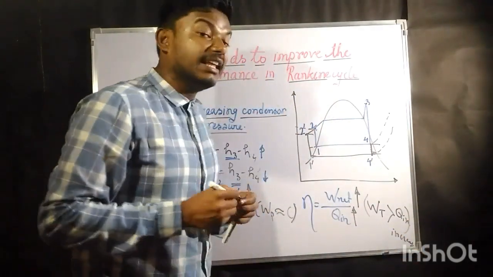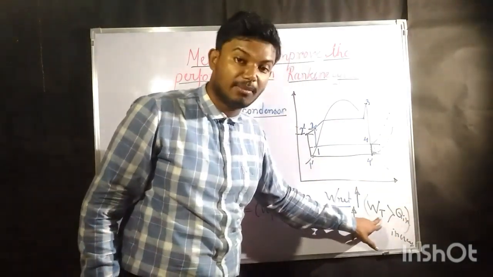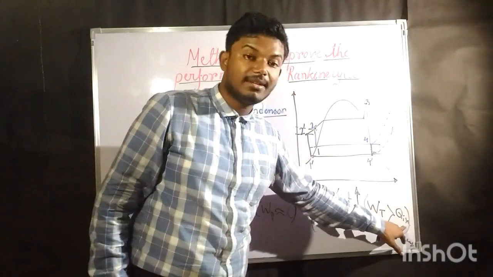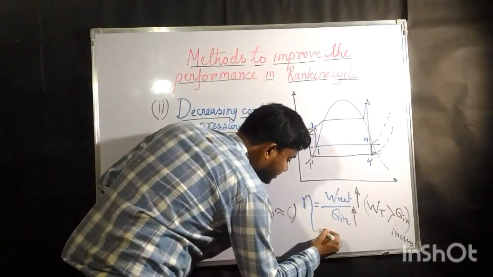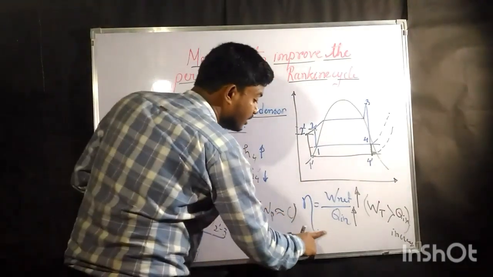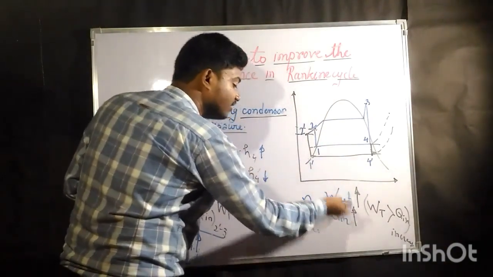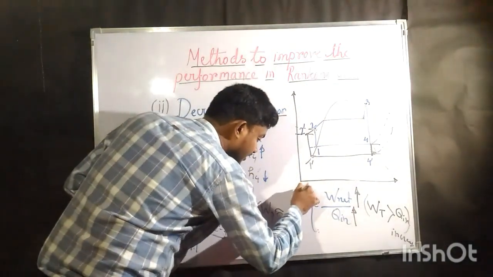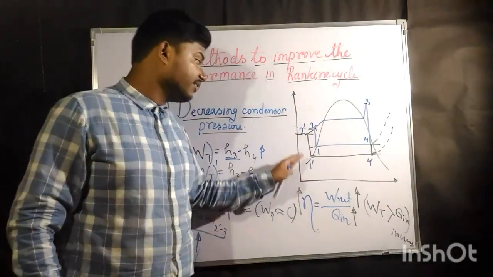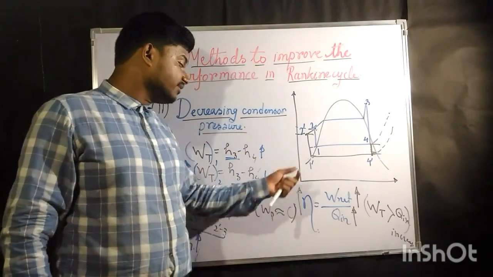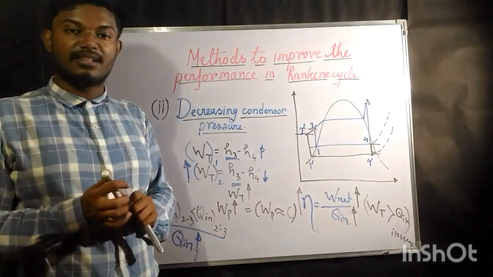That means in the increment process, the work done by turbine increment is going to be higher than the heat input increment. So from this you can say that the net work is going to increase more than the increase of Q in. So definitely the efficiency is going to increase here. So we are improving the performance of the Rankine cycle by decreasing the condenser pressure.